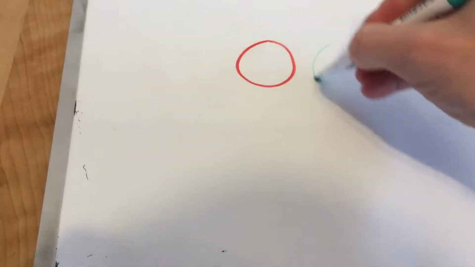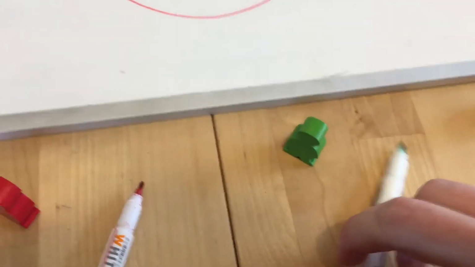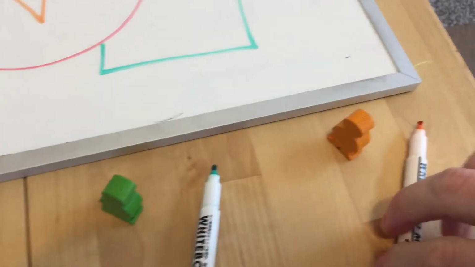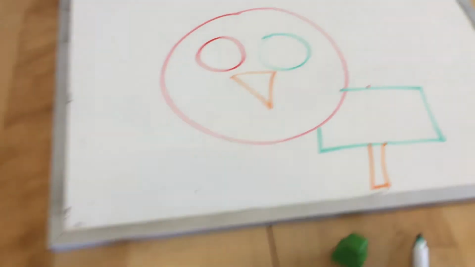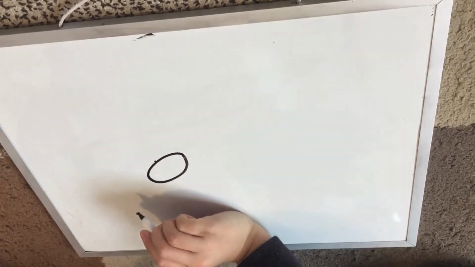And they can only draw one shape before passing the marker to the next student. Draw one shape, pass the marker. Draw one shape, pass the marker. Every time they draw a shape, they must say what shape it is. Start the timer. They keep drawing and passing until the timer stops.